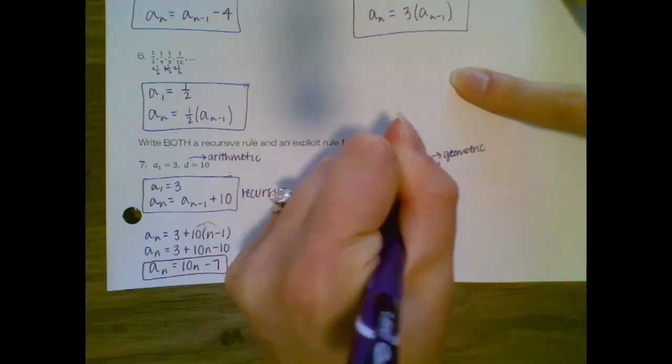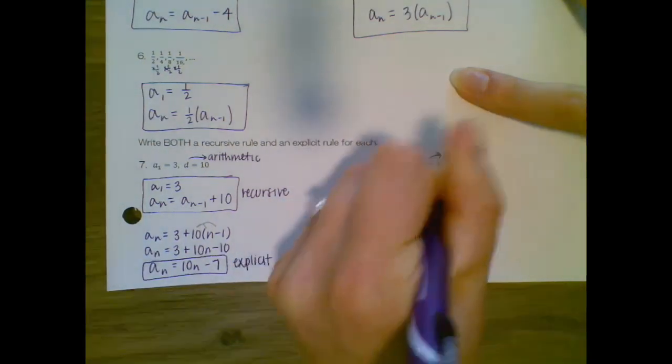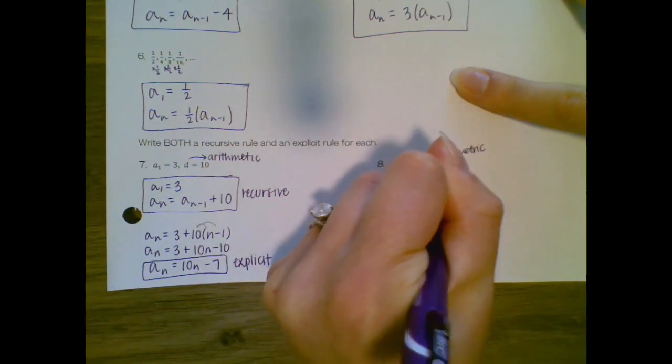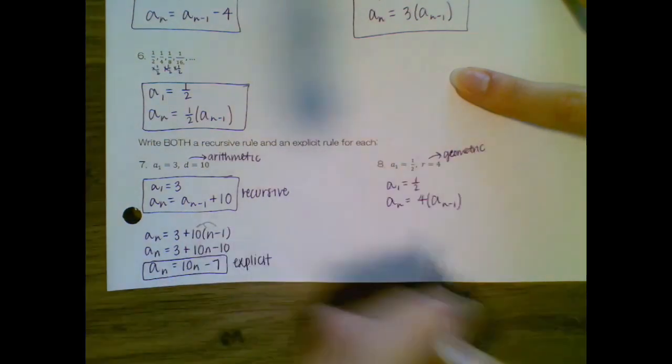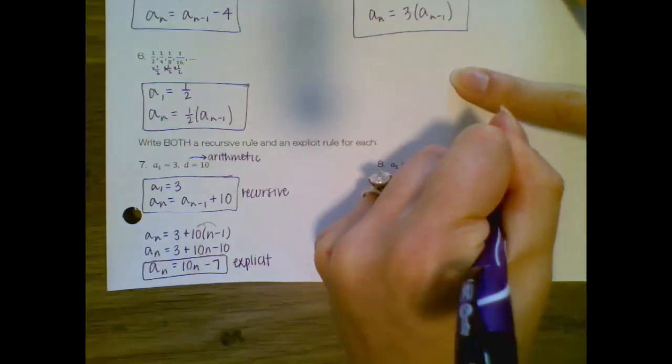We've got a sub 1 is 1/2. And a sub n, this is saying we're going to multiply each previous term by 4. That's it. That's your recursive.